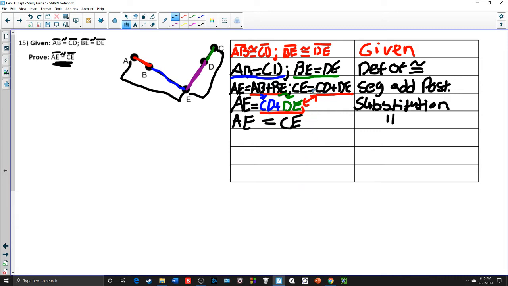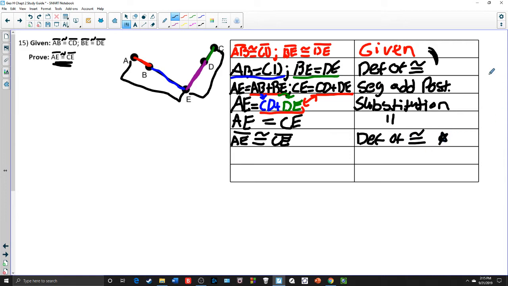So now that I've built my bridge and I've crossed it, I've said CE is going to travel this bridge and become linked to AE, which is what I want, but I want them congruent, not equal. So I'm going to finish it off by saying AE is congruent to CE. And that would be by definition of congruency. And again, if you notice here, our first two steps are usually always the same, and our last step is usually always the same.